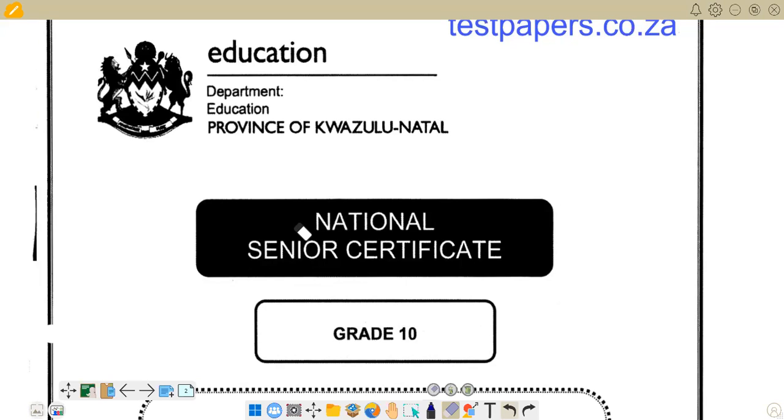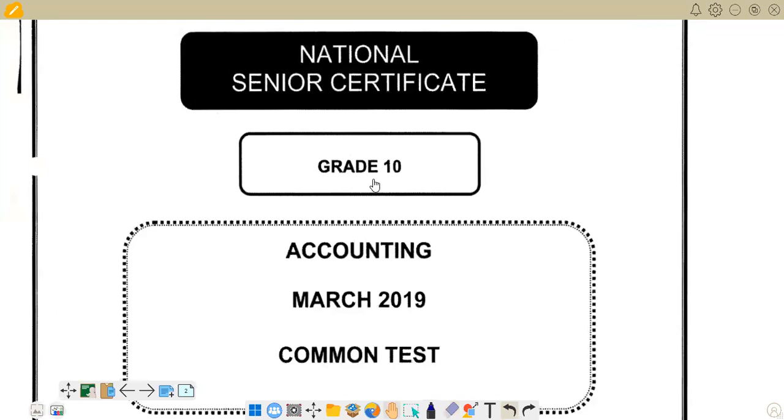We're still working on question papers. Today we want to look at a question from our province of KwaZulu-Natal. This is the question paper that we are having here, and it's Accounting for March 2019. It's a common test. This is what we have.